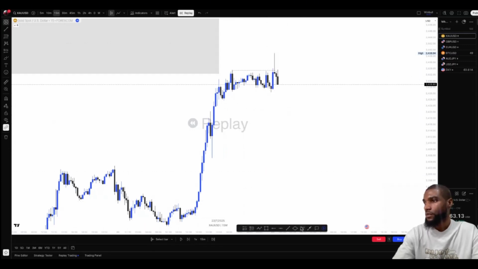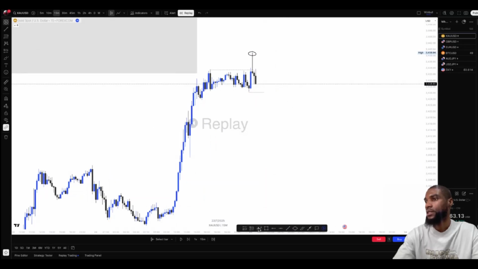Now you must understand that this high is a sweep, because there is no body close above, that is why it is a sweep. Now, at this point here, I will mark this as my low, right? So I want to see price break this low. Remember, let's do it this way. So this is it.